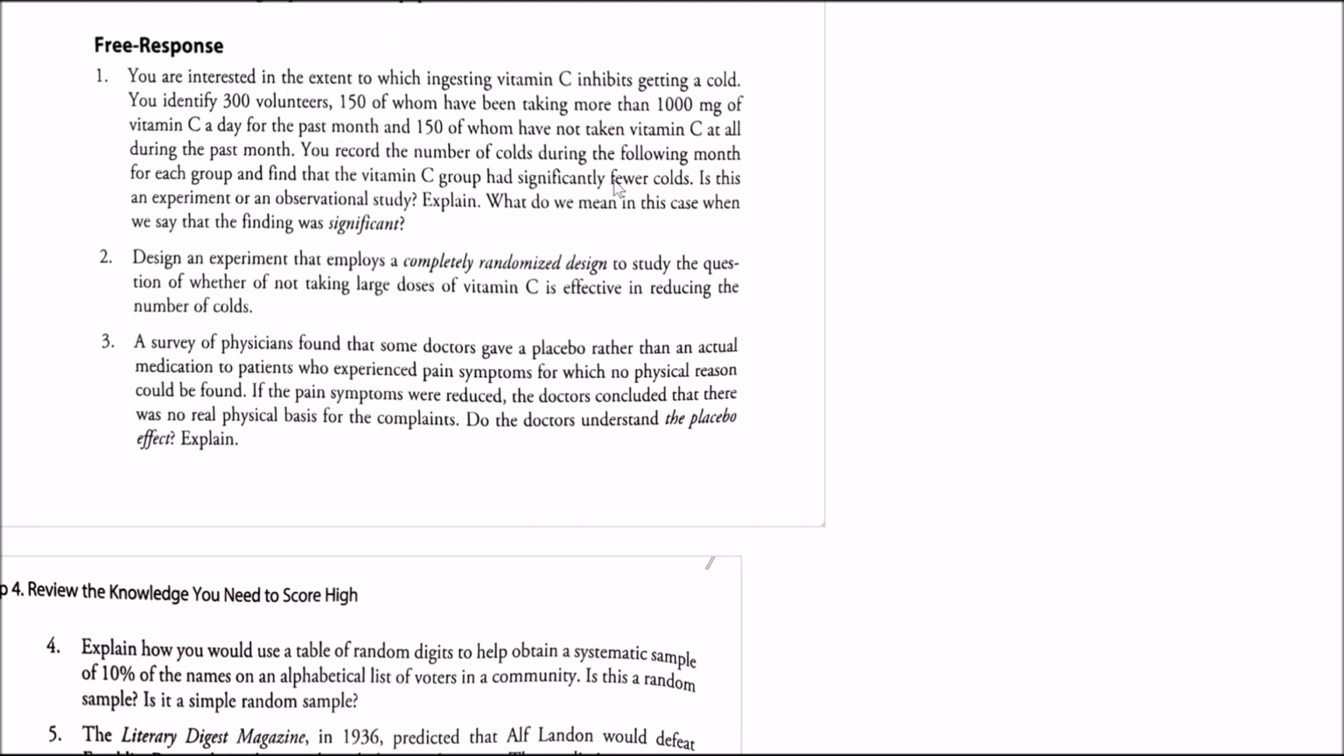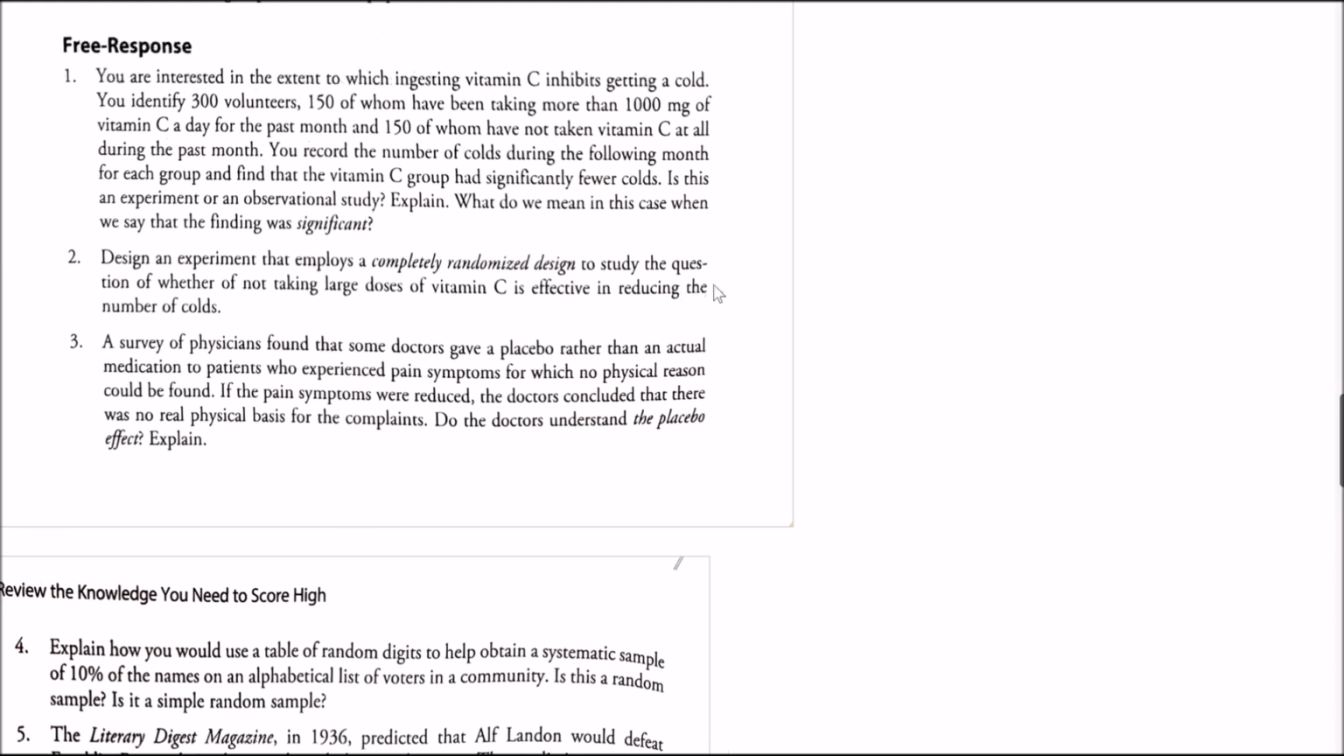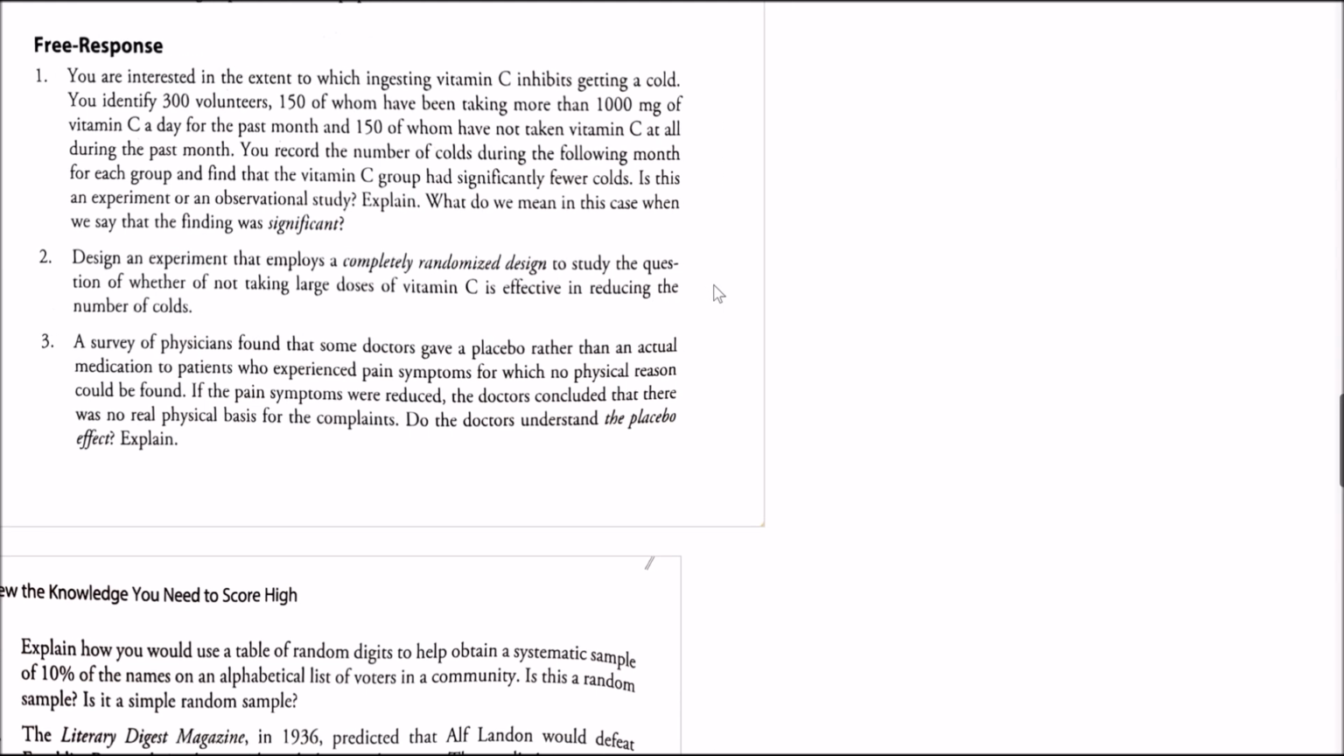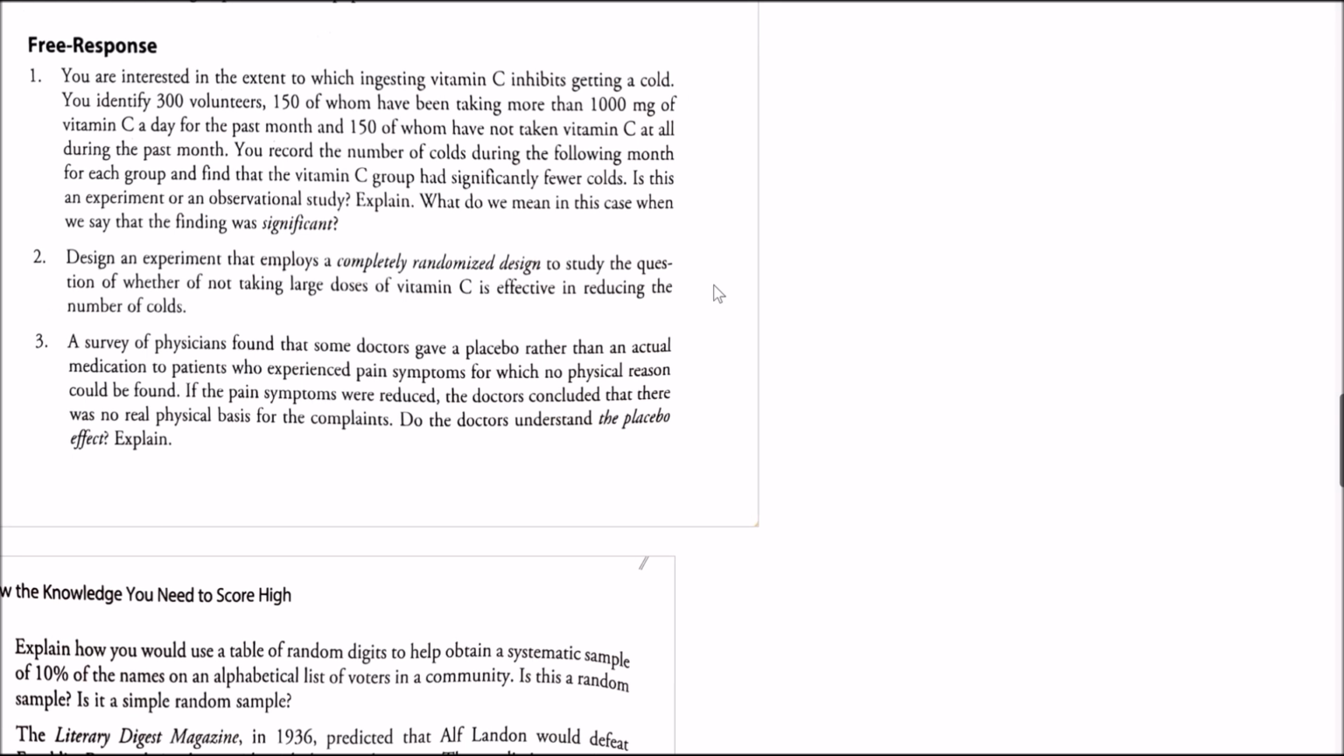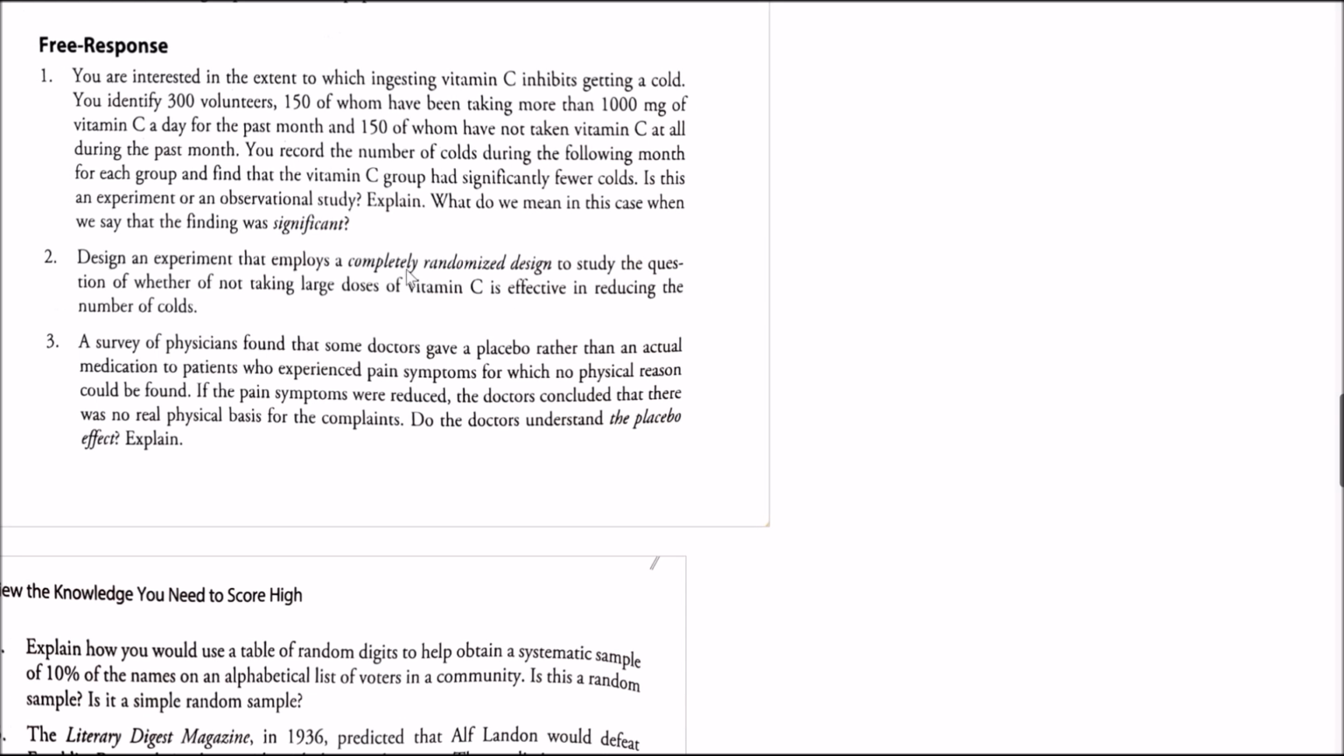So that's number 1. I'm not going to actually write out the answers to some of these. I'm just going to say some of them verbally, just because writing them out is going to take a while. But there's number 1. Number 2, design an experiment that employs a completely randomized design to study the question of whether or not taking large doses of vitamin C is effective in reducing the number of colds. Okay, so again, a lot of these I'm going to try to not write everything down just because it's going to take some time, but we can walk you through the experiment.